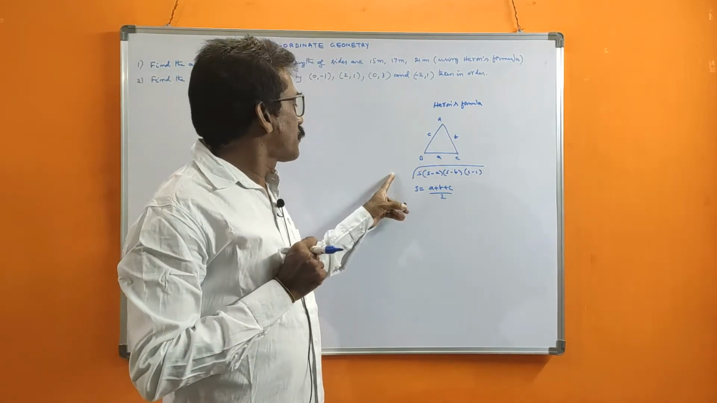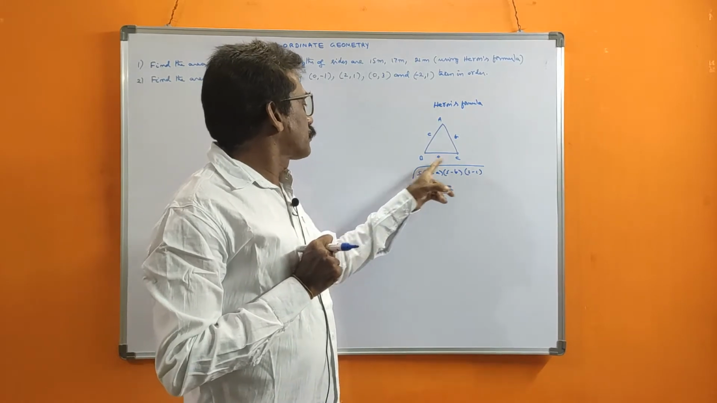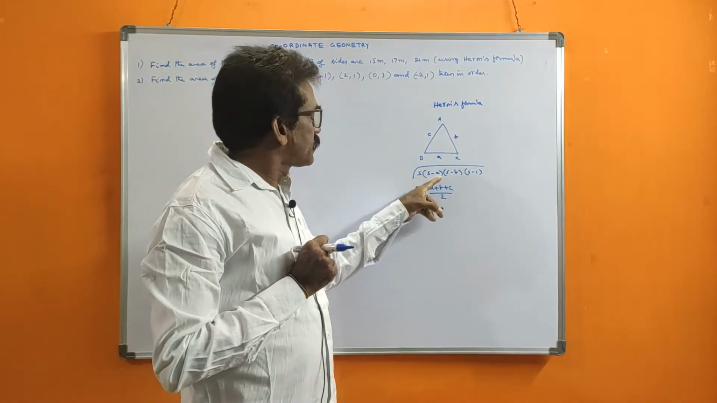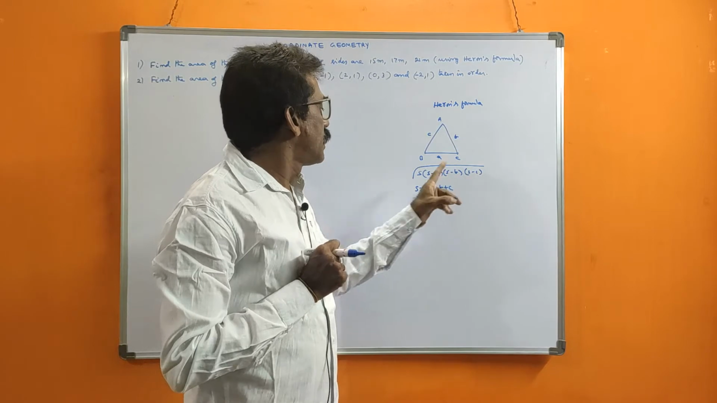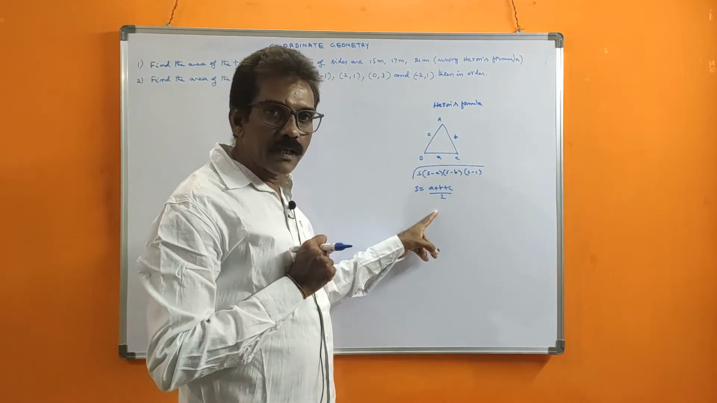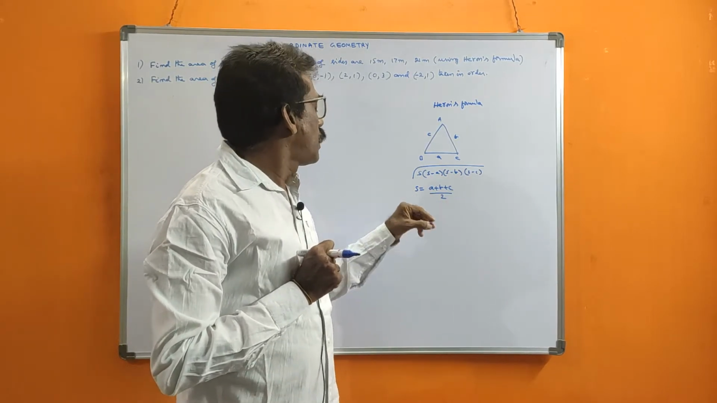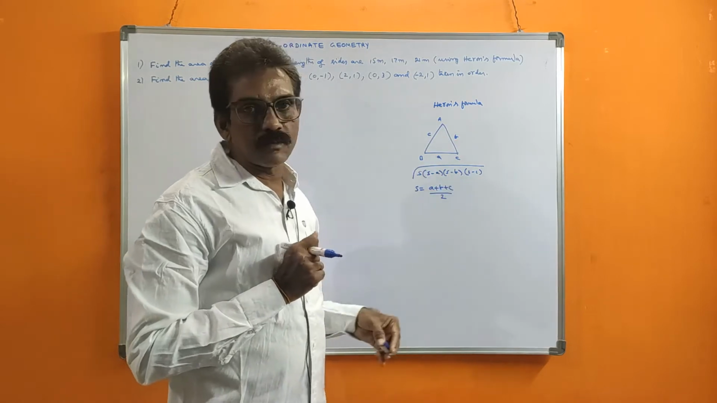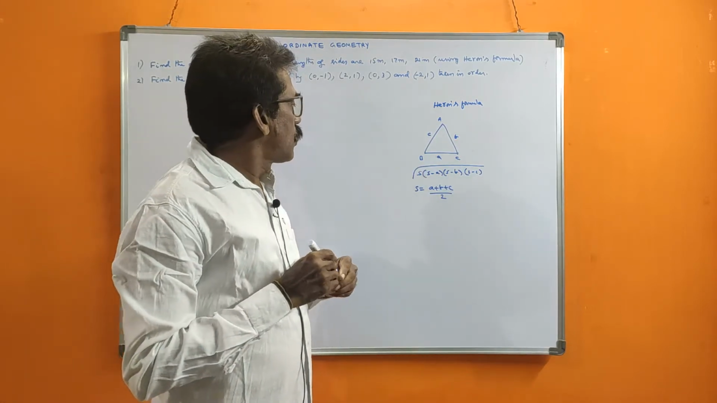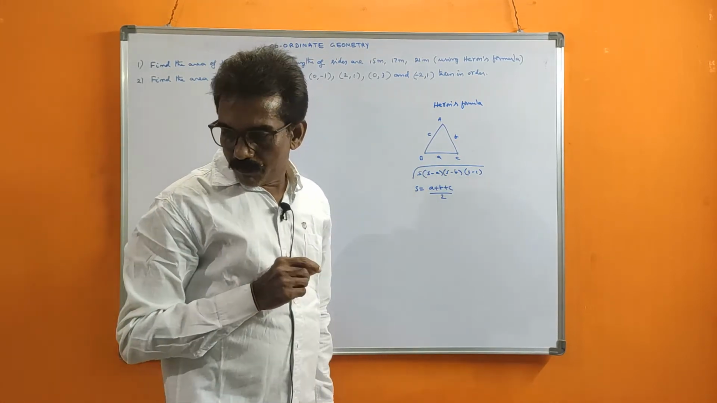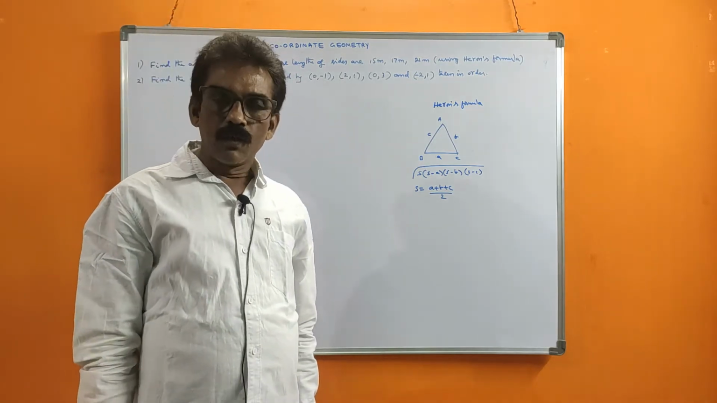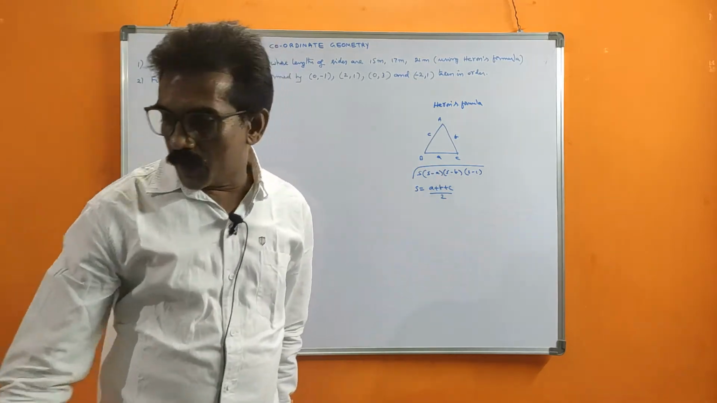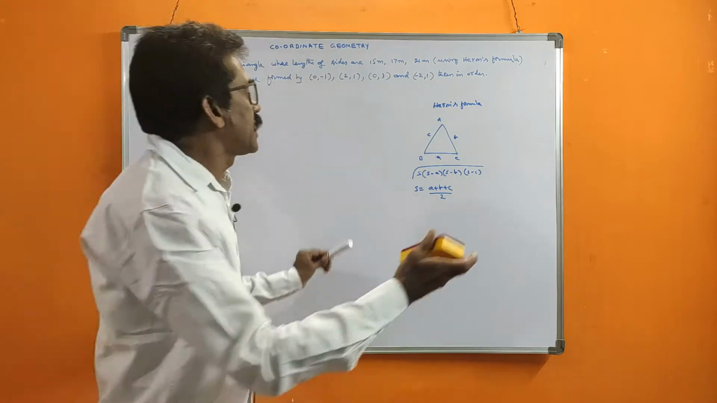So remember this formula: square root of s into s minus a into s minus b into s minus c, where s is the half perimeter, that is a plus b plus c by 2, and a, b, c are the lengths. If three sides are known, then Heron's formula is useful to find the area.